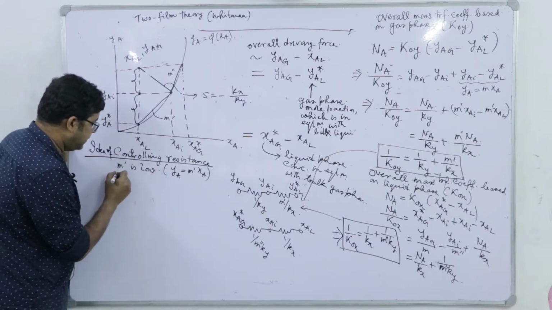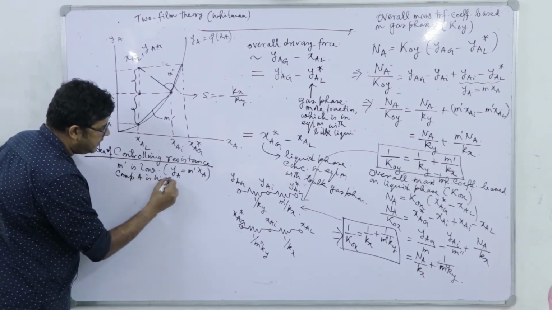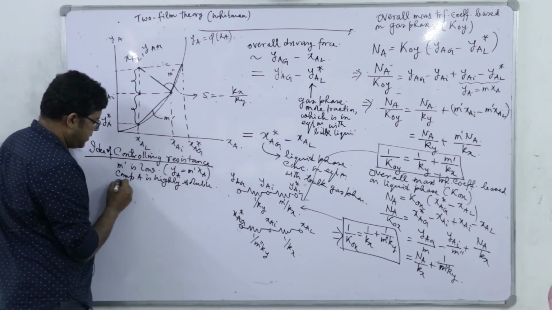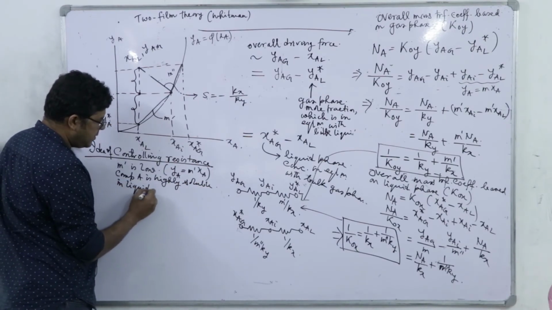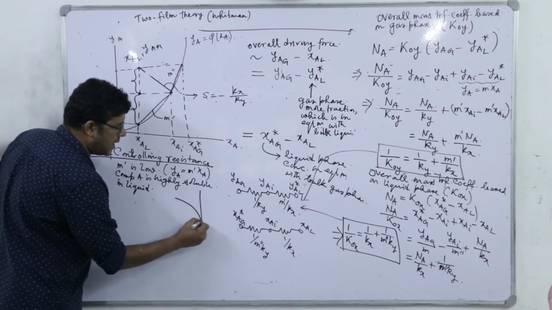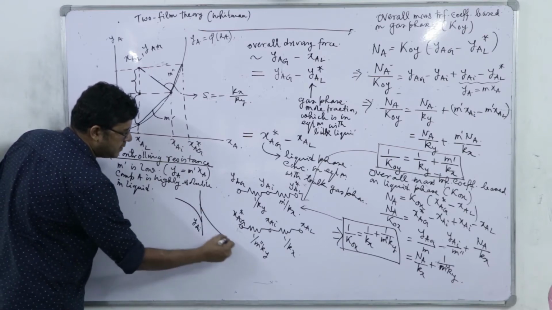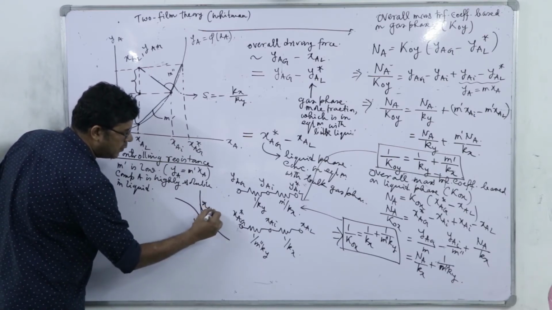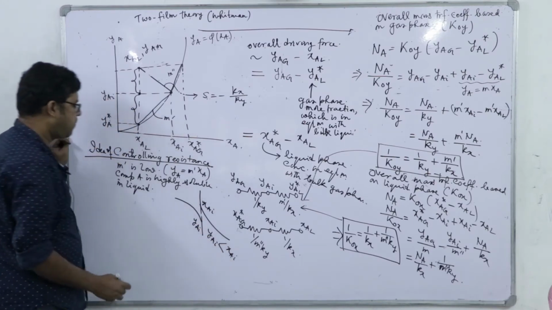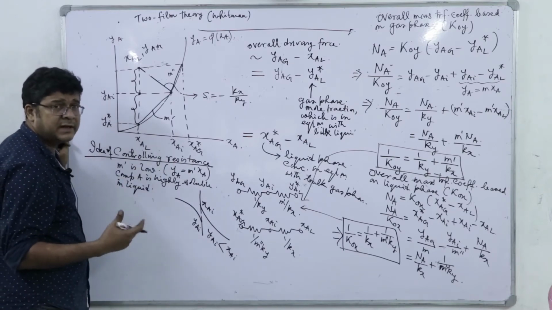M prime low means the component A is highly soluble in liquid, right. So, in that case, you see YAI will be here and XAI will be here, above and over. YAI is less than XAI. So, that is the implication of m prime low when the component is highly soluble.